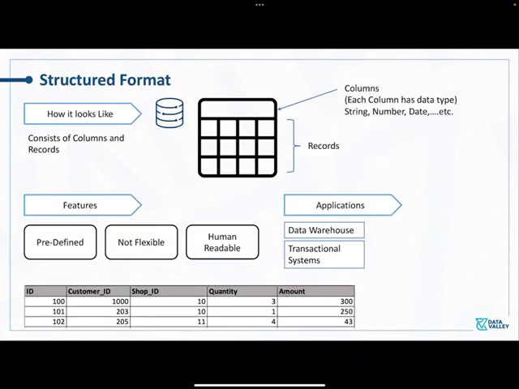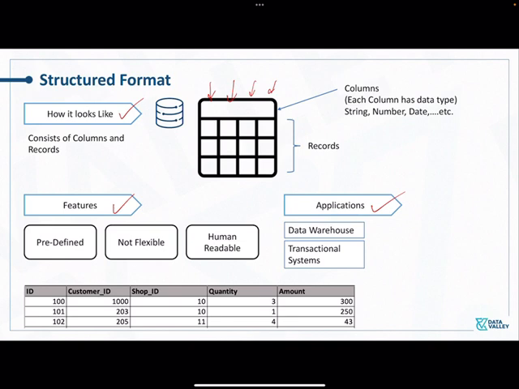The first type is a structure format. In each type of these formats, we will talk about three key points. How it looks like, the format or how the data looks like, what are the features of this type, and what are the applications using this kind of data format. So structure format consists of a table-like data. So we have columns and we have records. So we have columns, and each one of these columns has a specific data type or has a specific schema.